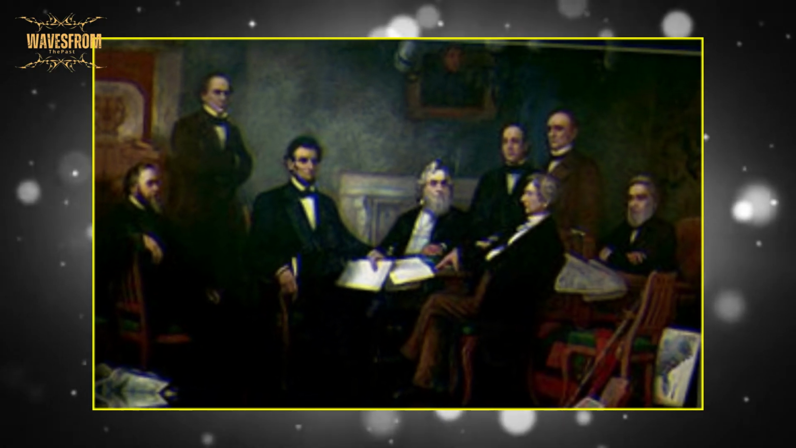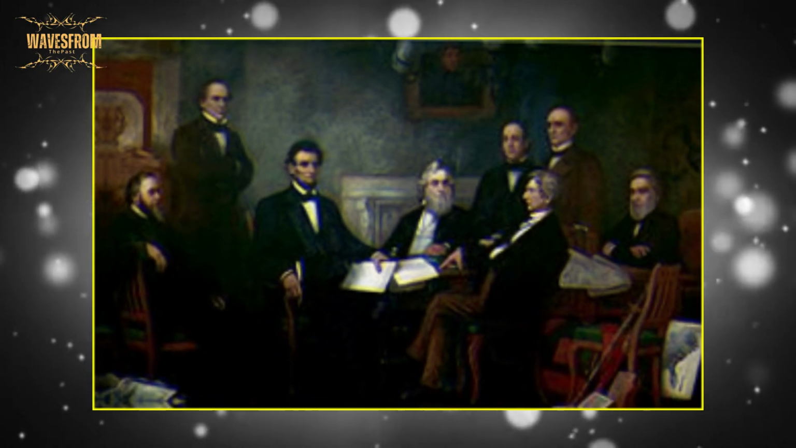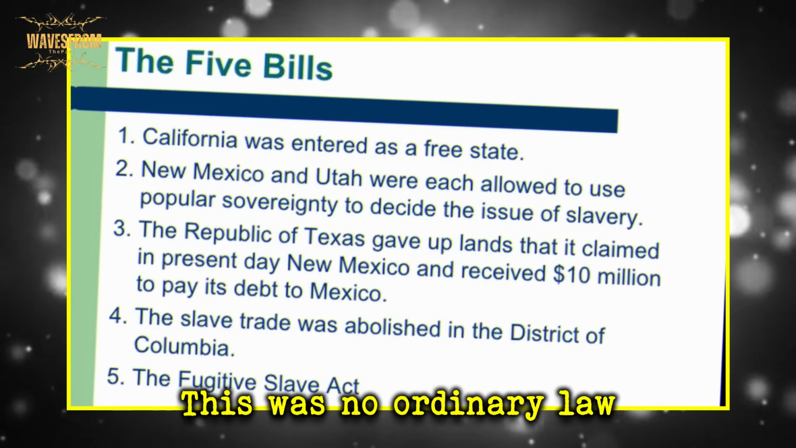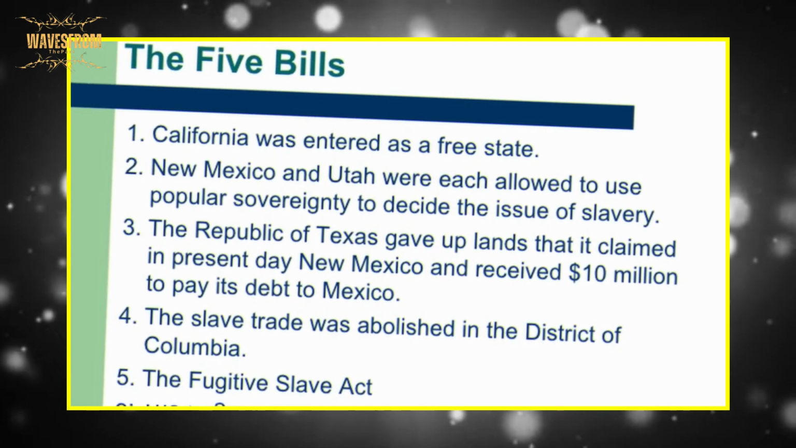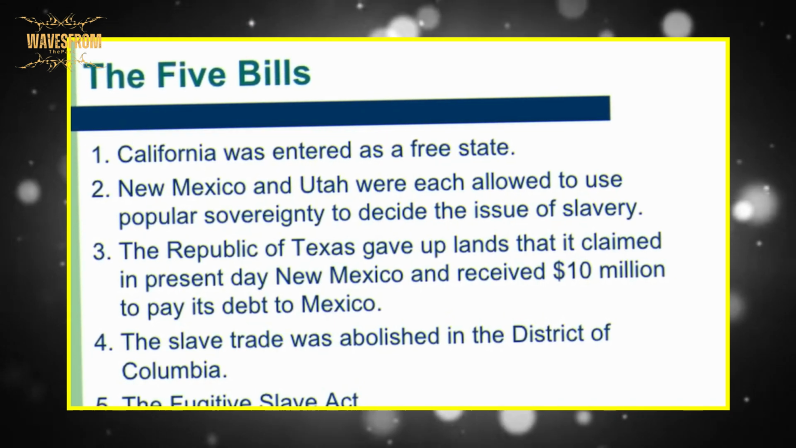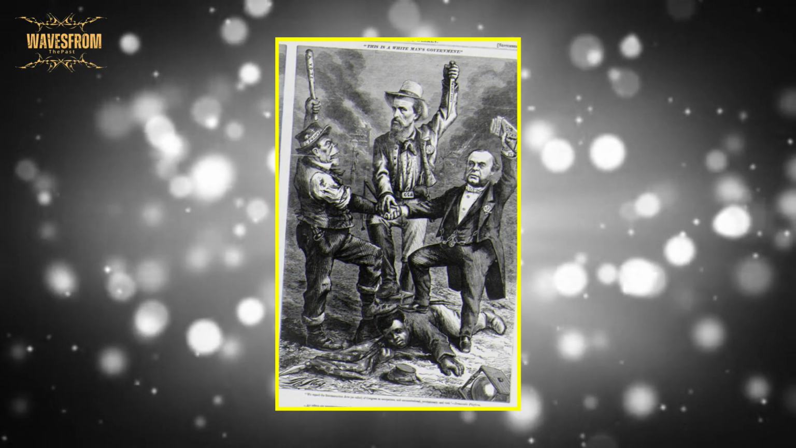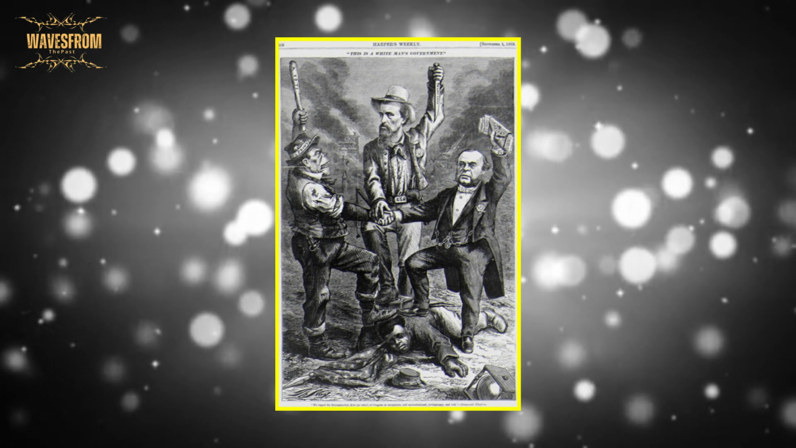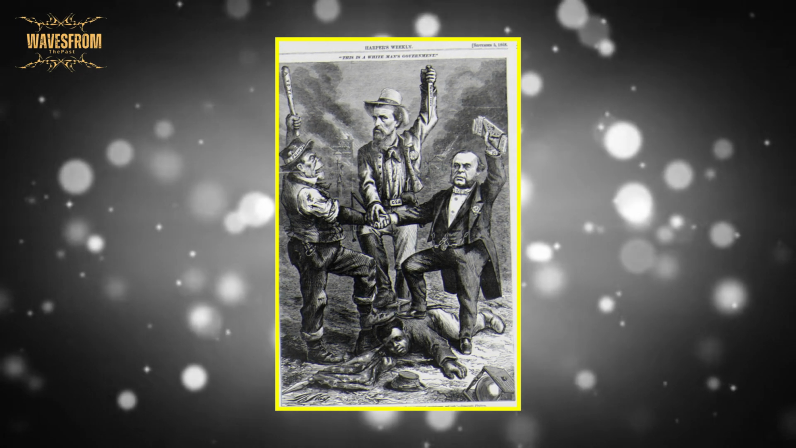To appease the South, another part of the compromise included the Fugitive Slave Act. This was no ordinary law. It gave the federal government the power to capture and return runaway slaves to their owners, even if they had escaped to free states. It wasn't just about recapturing fugitives. It put the weight of the law behind slavery, making it a national issue.